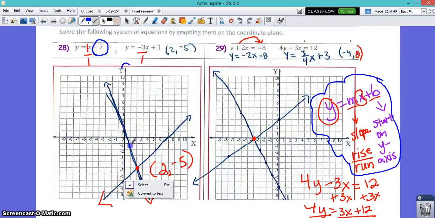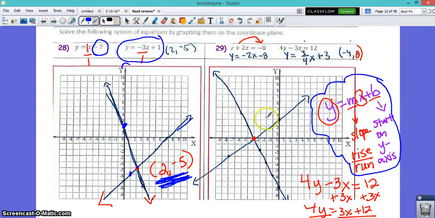So you go up 1, over 1, put a dot. Up 1, over 1, etc., until you make a line. So then you look right here at this next one. Okay, my beginning, or b, is 1. You go up to 1 on the y-axis, and you put a dot. My slope is -3 over 1. So you go down 3, over 1, down 3, over 1. And they end up meeting right here. The coordinates for these two lines are (2, -5).